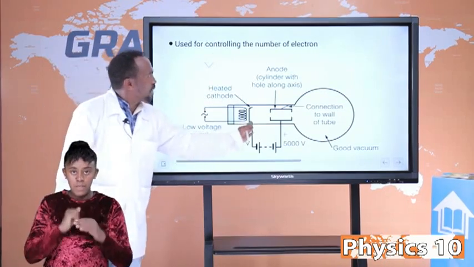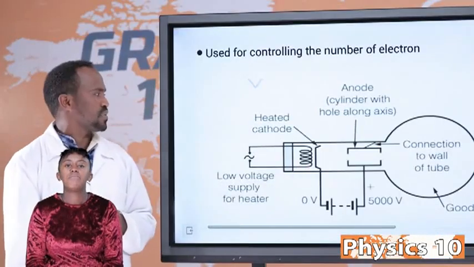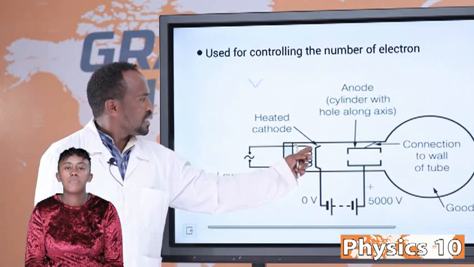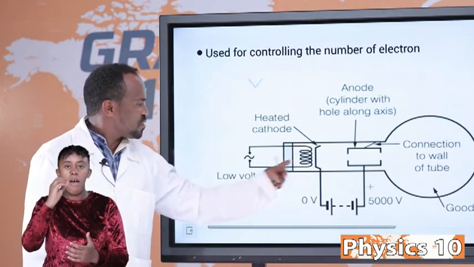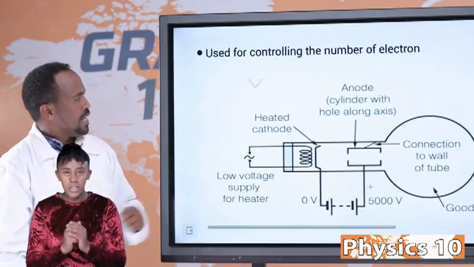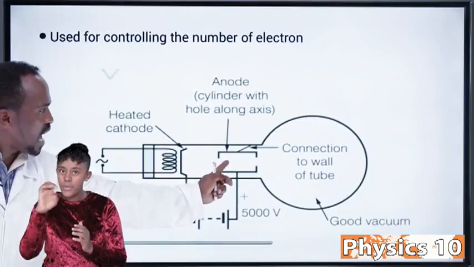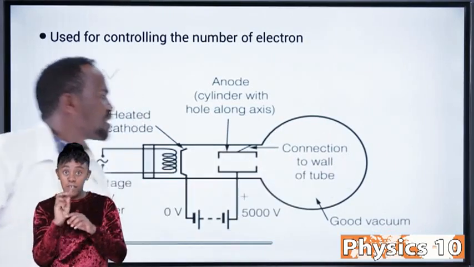And these are cathode ray tubes. This is the diagram of a cathode ray tube. There is what? The cathode, the heated cathode. This is the heater that is connected to an AC voltage. There is the anode. Here is the anode. This is the tube. A fluorescent screen is at this point.